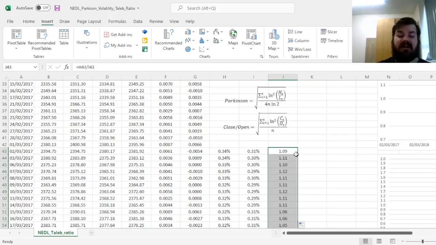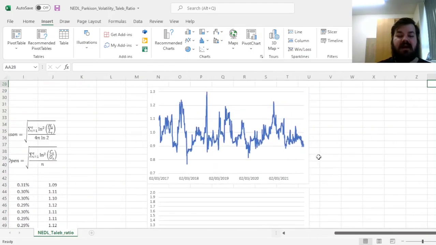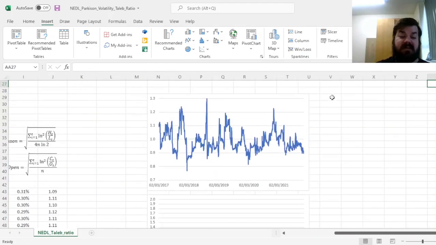And we can perform the same calculation for all of our sample days, graphing them on a simple line chart over here. So we can see that the Taleb ratio between Parkinson volatility and close to open volatility does indeed fluctuate around 1, meaning that intraday on high frequency data, independent behavior, market efficiency is quite the norm.